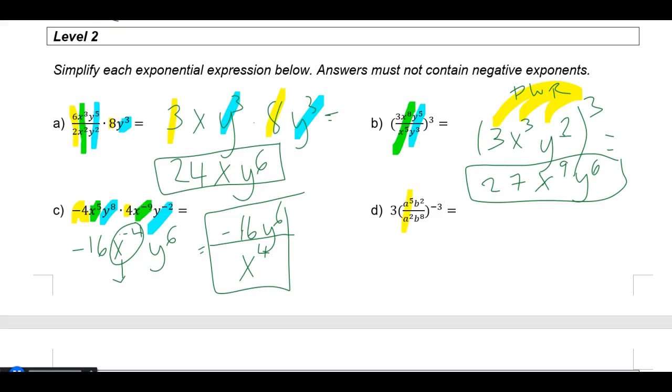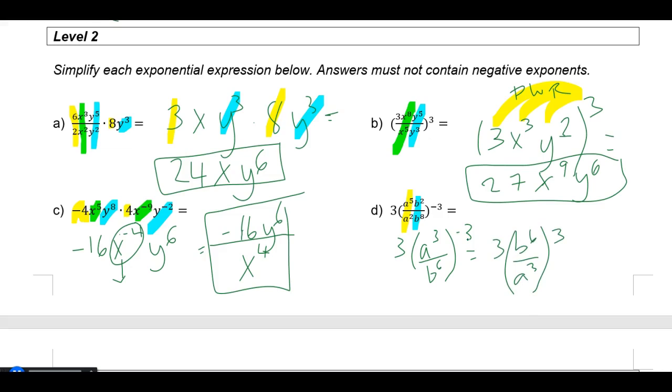Simplify the end. Oops, I did that the wrong color, but oh well. And simplify with the quotient rule. We get 3 times a cubed over b to the 6th to the -3rd. This -3 exponent says what? Flip it and make it positive. So, we're going to flip everything on the insides. So, we get 3 times b to the 6th divided by a cubed and to the +3.